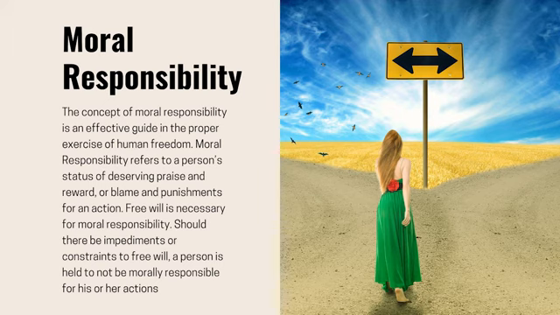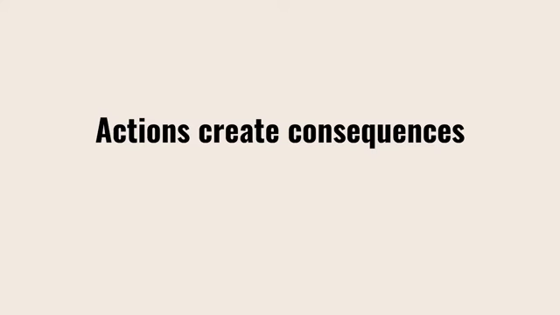Should there be impediments or constraints to free will, a person is held to not be morally responsible for his or her actions. Assuming that almost all of our actions are essentially free, we as persons have to confront the moral responsibility of our actions. Actions produce consequences. Newton's third law of action says, for every action or force in nature, there is an equal and opposite reaction.